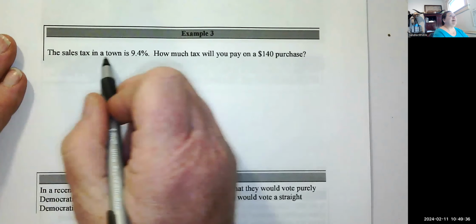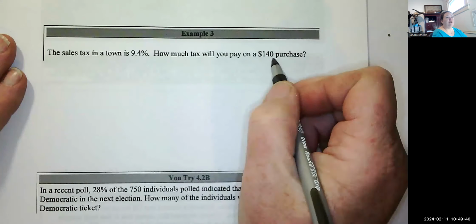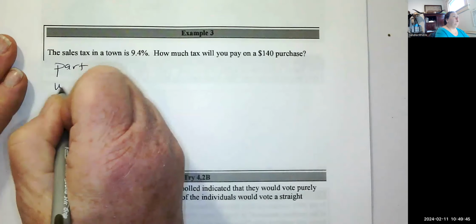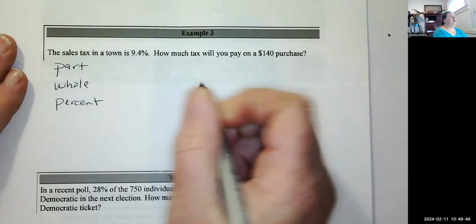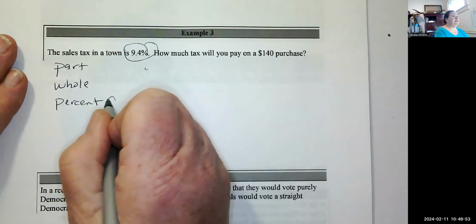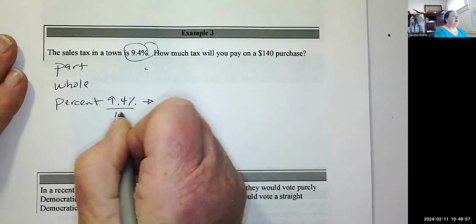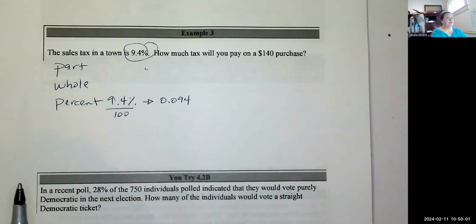The sales tax in a town is 9.4%. How much tax will you pay on a $140 purchase? So we need to know what is the part, the whole, and the percent. All right, we've got a percent, but the percent has to be in decimal form. So I'm going to take my 9.4% and change it to a decimal by dividing it by 100, and I get 0.094. So that's my percent.